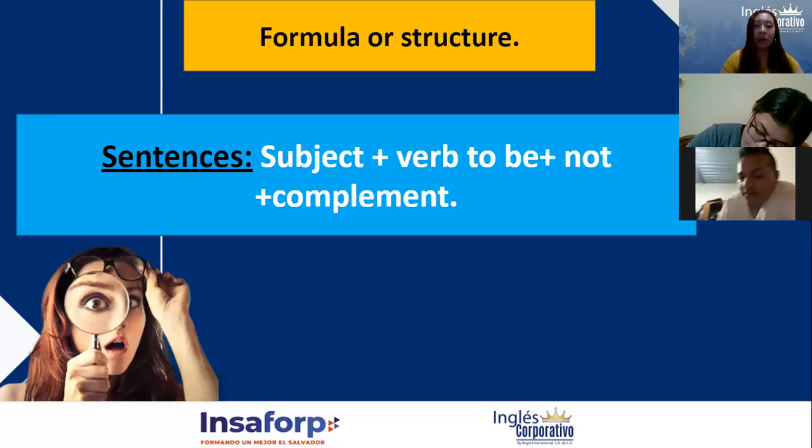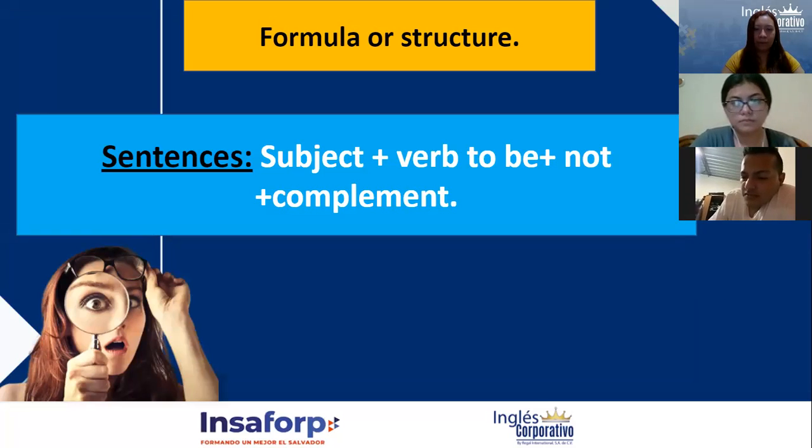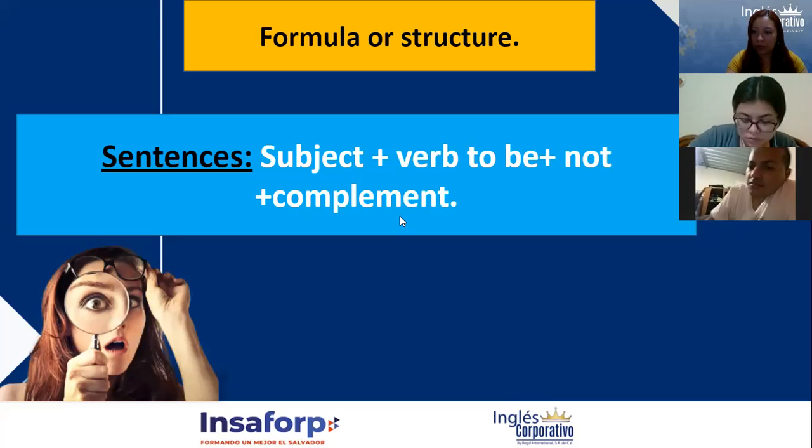Esta es nuestra estructura para las oraciones negativas. En presente simple usando el verbo to be, ser o estar. En este caso, no ser o no estar, okay? So the structure, es bien parecida a las oraciones afirmativas, donde la oración afirmativa solo es sujeto, verbo to be, complemento, la negativa es sujeto, verbo to be, el negativo not, y el complemento, okay?